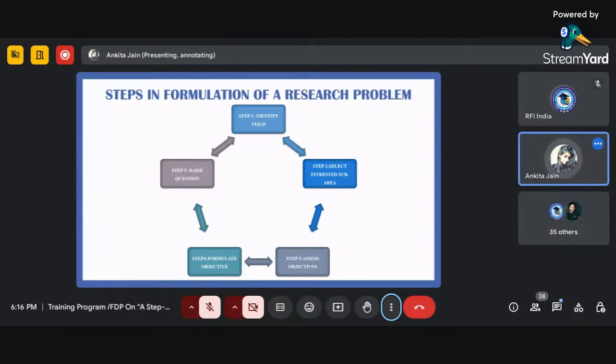Once that is done, you have to assess the objectives, and then finally formulate the final objectives. Then you have to raise the questions: are these proper, is this requiring any knowledge in addition to this, do you want any change in this, are any corrections required, any addition may be required. So that you have to find out.